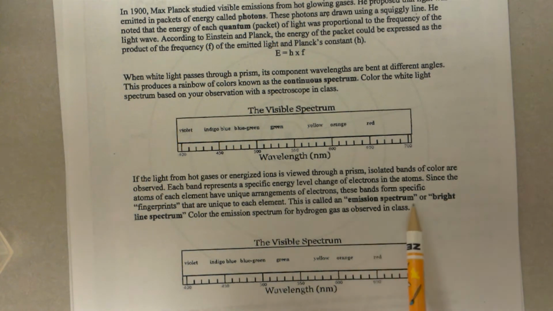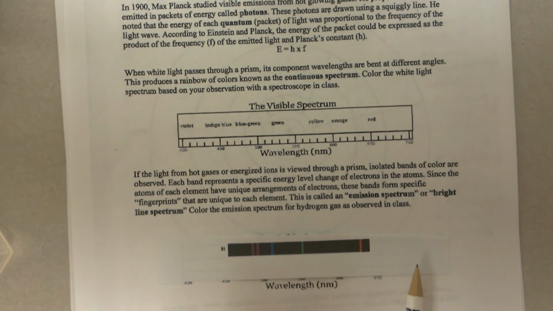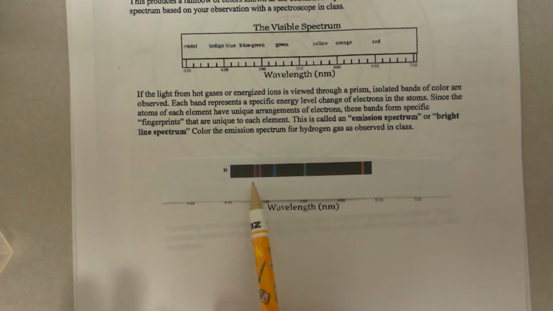This is called an emission spectrum. So each element kind of has its own unique emission spectrum. For hydrogen, for example, you get to see two violet lines, a blue line, a green line, and a red line. And they're at specific wavelengths. And in your spectroscope, you have numbers under here. And so those numbers represent the wavelengths.